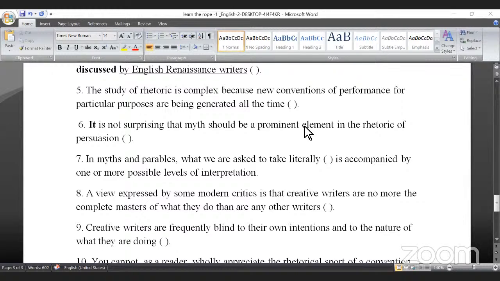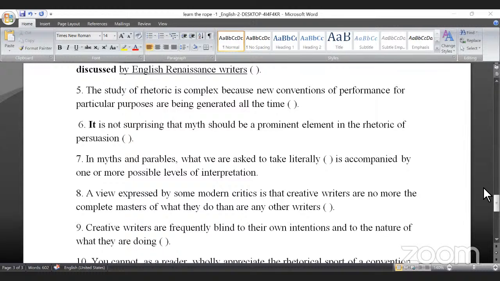In myths and parables, what we are asked to take literally is accompanied by one or more possible levels of interpretation. Which part is the subordinate clause here? What we are asked to take literally. Correct. And what is it functioning as? Yes, adjective. So in myths and parables. Sorry.